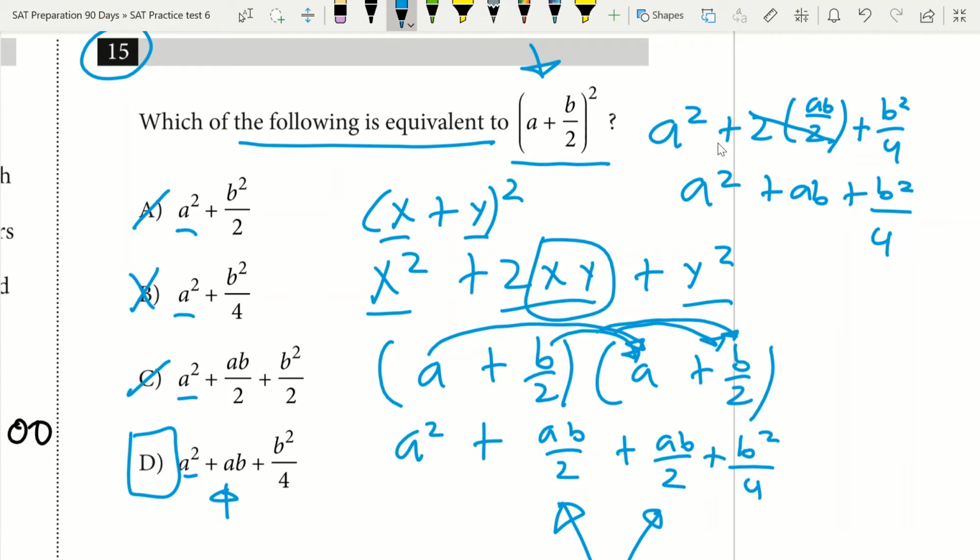So what I'm recommending you do is memorize that sum of perfect squares rule, and if you do that, it's going to save you a lot of time on the SAT math section. So hopefully that was helpful.